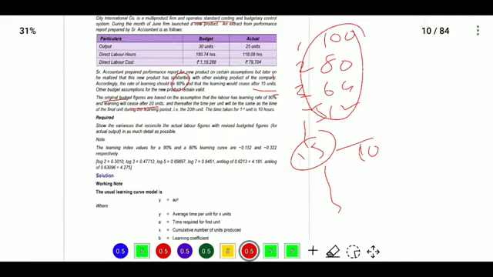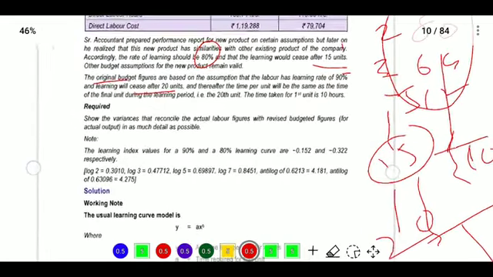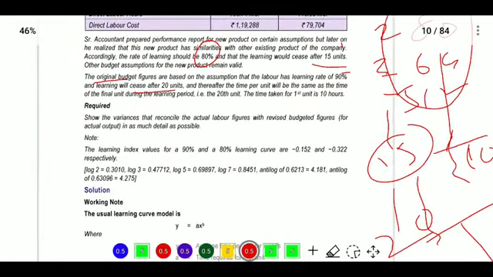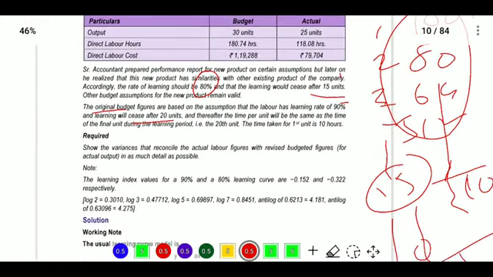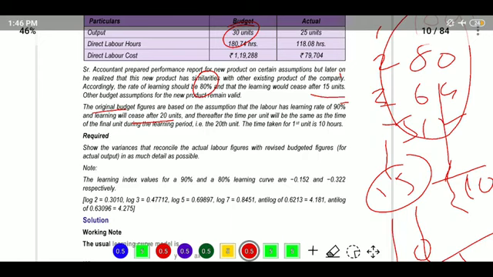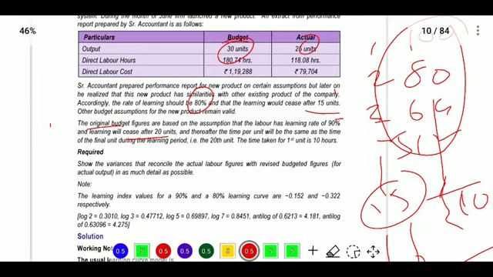So here up to 20 units we will have the learning curve of 90% decreasing. Here the standard time for the remaining products will be the same as the final units during the learning period. Next, budgeted units are 30 and actual units are 25. Up to 20 we have the learning curve effect. After that we will reach the minimum time and we will produce at that same minimum time.